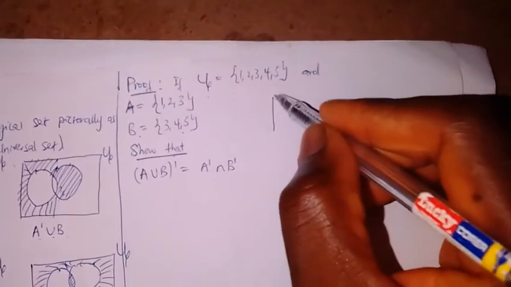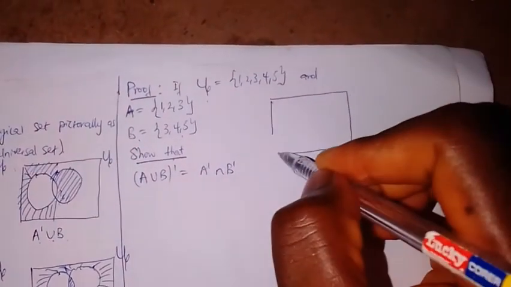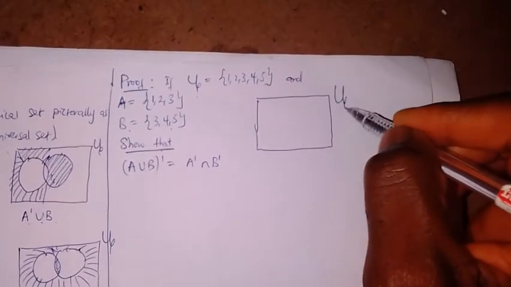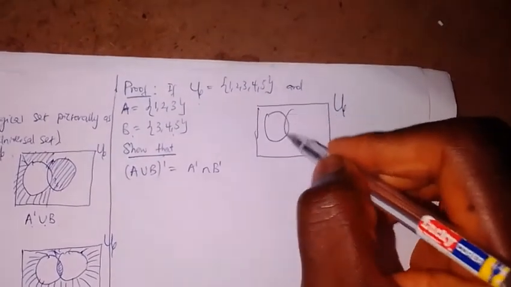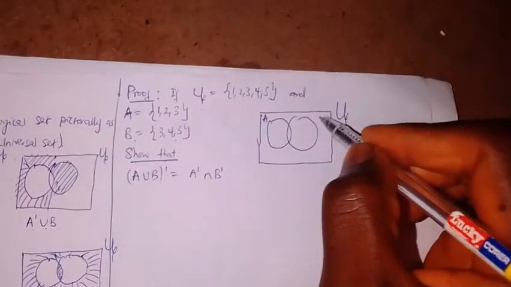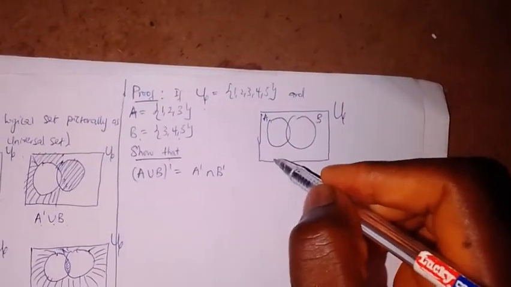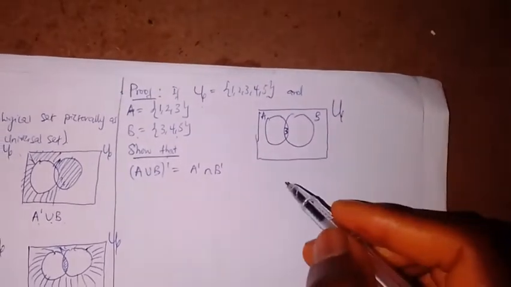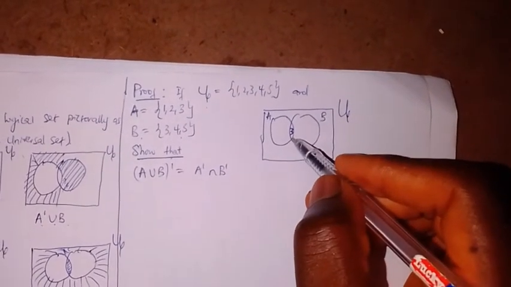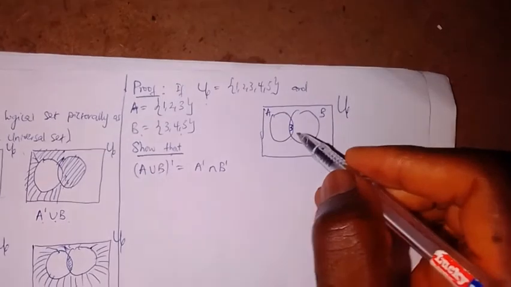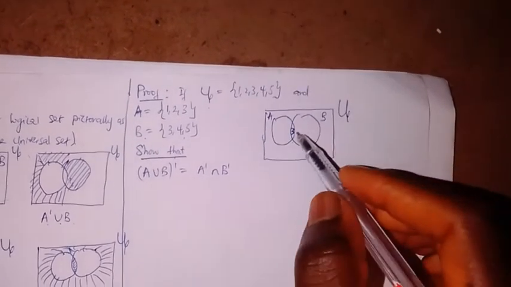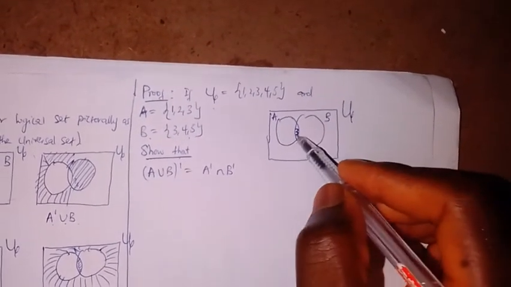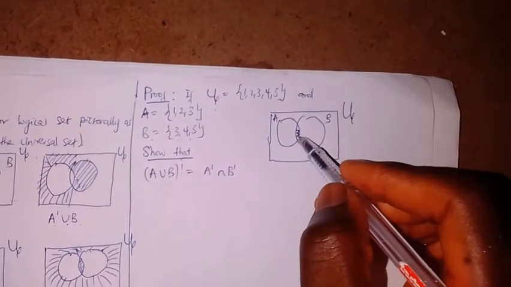Now the Venn diagram for this set will be as follows. This is my universal set here. This is my A. This is my B. You can write them inside. Now, what's common? 3, isn't it? 3 will fall into the middle here. When we come to questions under two Venn diagrams, I'm going to be explaining more. 3 is common to both A and B, so that's why 3 is in the middle.